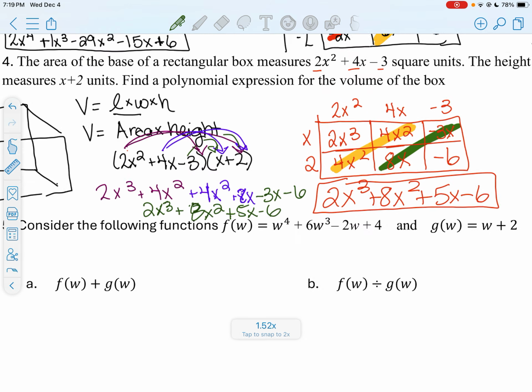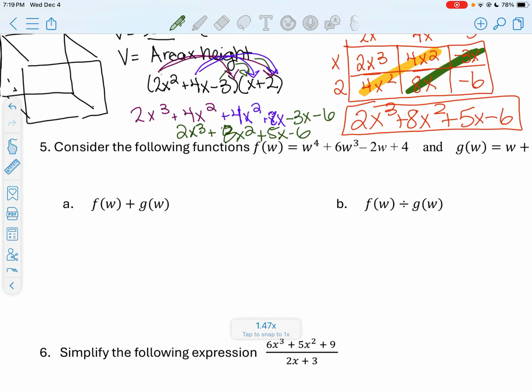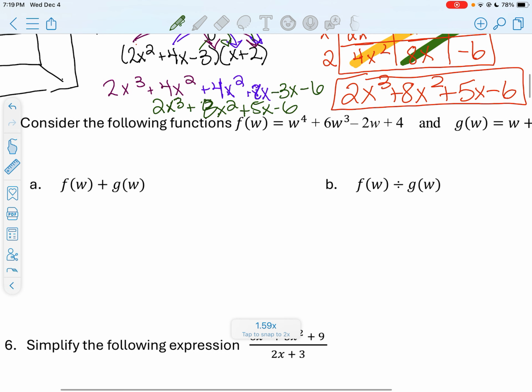Considering the following functions, f of w is w to the 4th plus cw cubed minus 2w plus 4. And g of w is w plus 2. So they're asking us to combine like terms here. f of w plus g of w. All right, so what I'm going to do is highlight my like terms. f of w plus g of w.